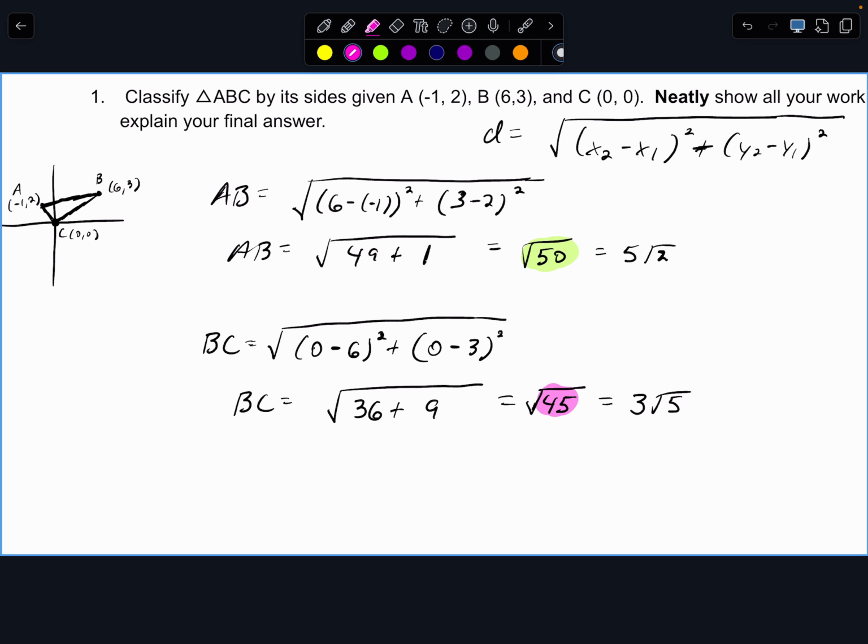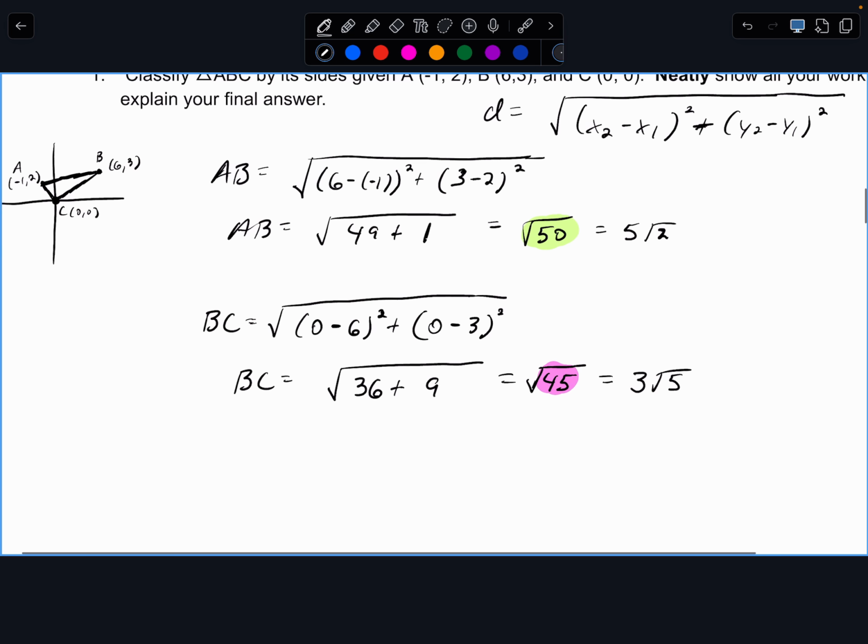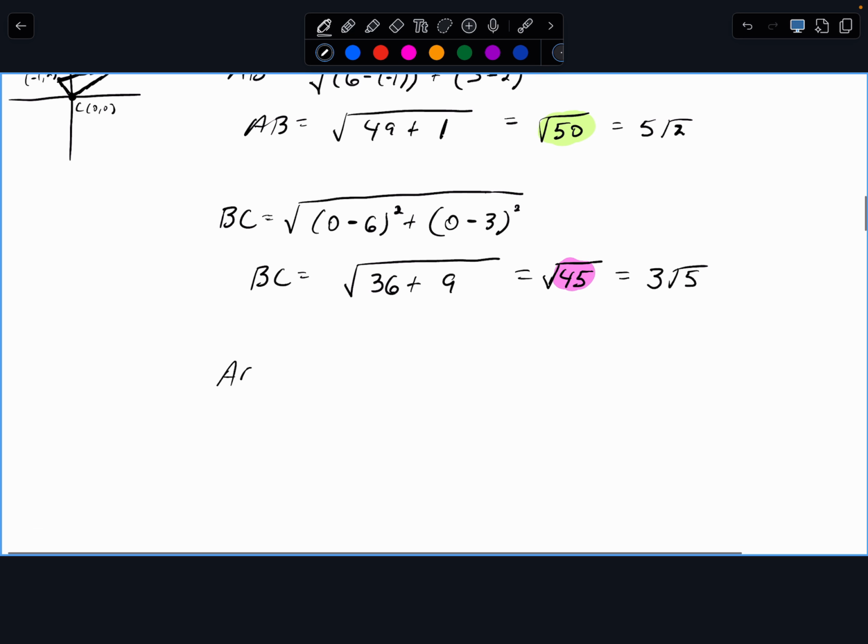Okay, so we can rule out now which classification. Which one do we know it definitely can't be? No, let me rephrase. The options here are going to be equilateral, isosceles, or scalene. So which one we know is definitely not right? Equilateral. They're not all the same. All right? So now is it going to be scalene or is it going to be isosceles? All right, let's do the last one, which is AC or CA, your call.